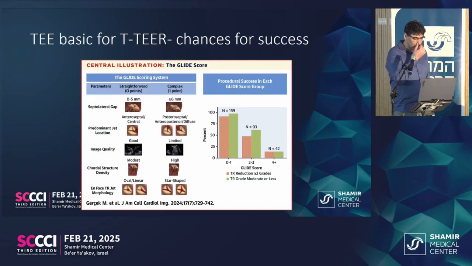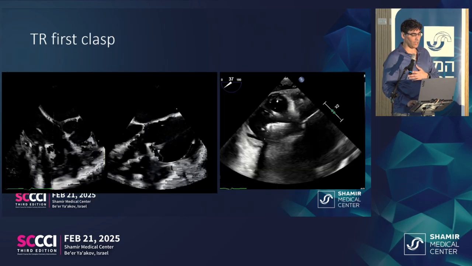We know that there is a lot of complexity in the tricuspid valve. This is just from the end of 2024, and we see that there are many issues to look at before the procedure: the gap, the location of the jet, the image quality, which is a very important issue, the corridor structure. If we collect more than 3 or 4 points, we have less than 25% success rate, and if we have only 1 or 2 points, we are about 70–80%. So there's a lot of variability, and we need to understand where we're entering.